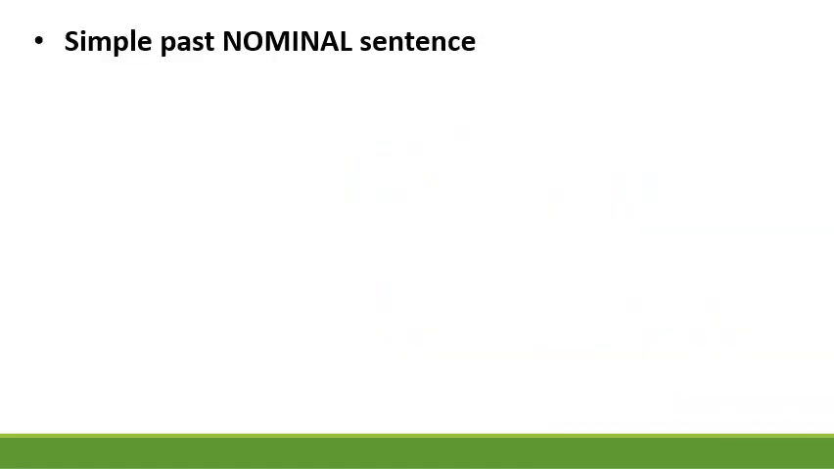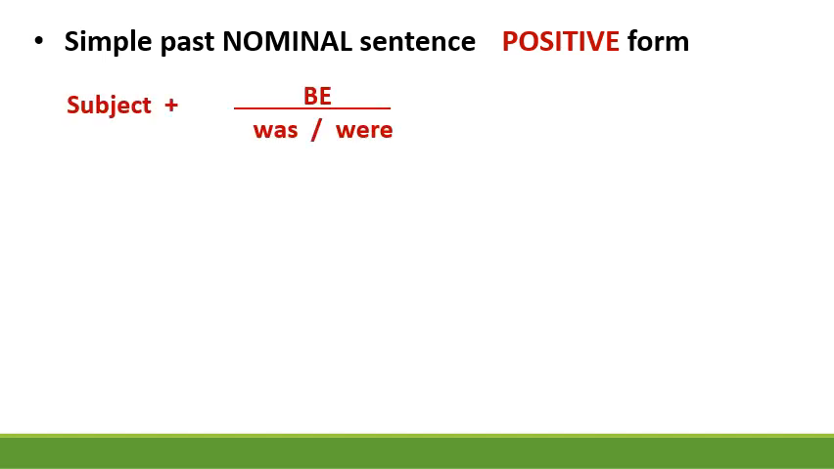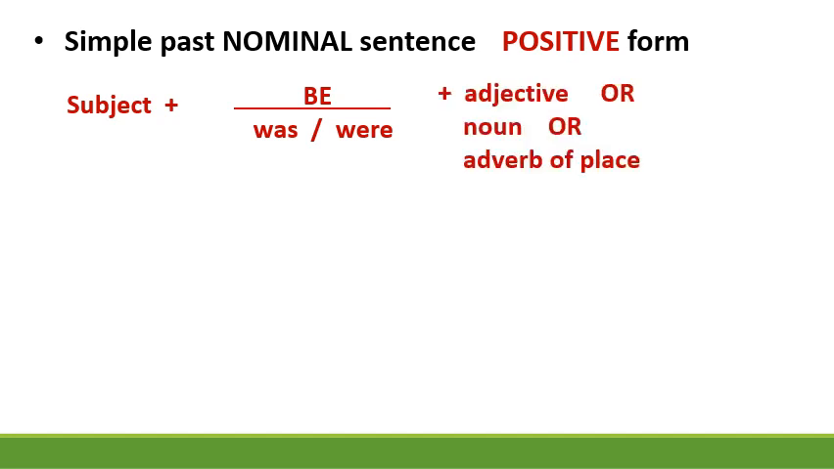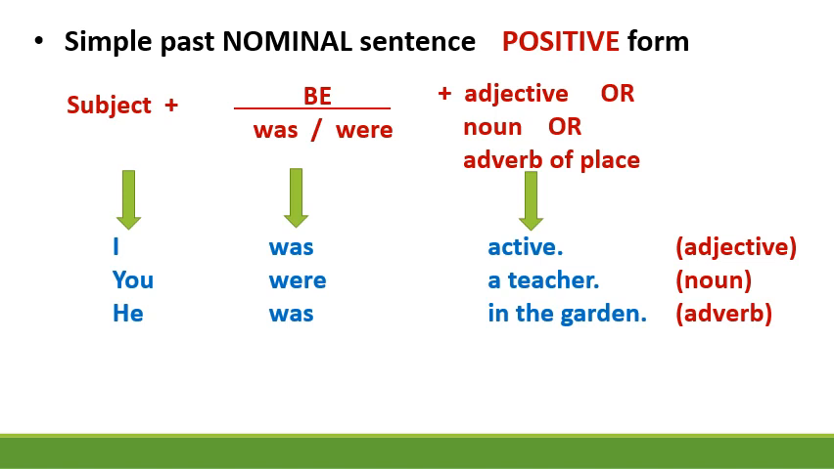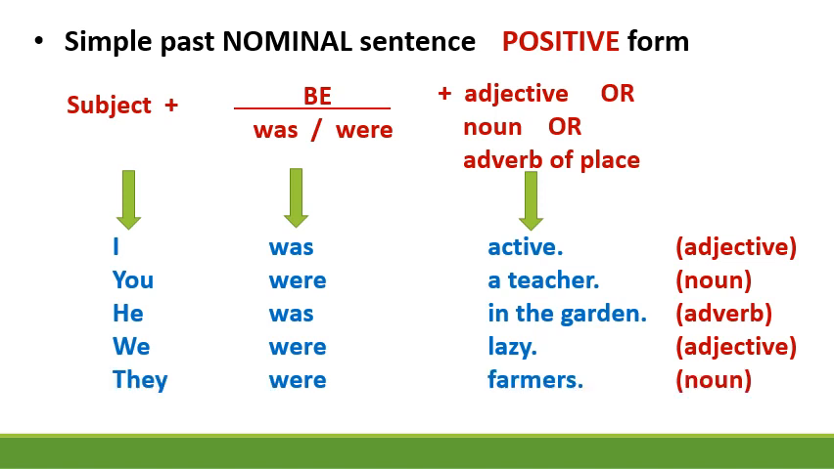Simple past nominal sentence, positive form. Subject plus be, was or were, plus adjective or noun or adverb of place. For example, I was active, adjective. You were a teacher, noun. He was in the garden, adverb. We were lazy, adjective. They were farmers, noun. She was at home, adverb.